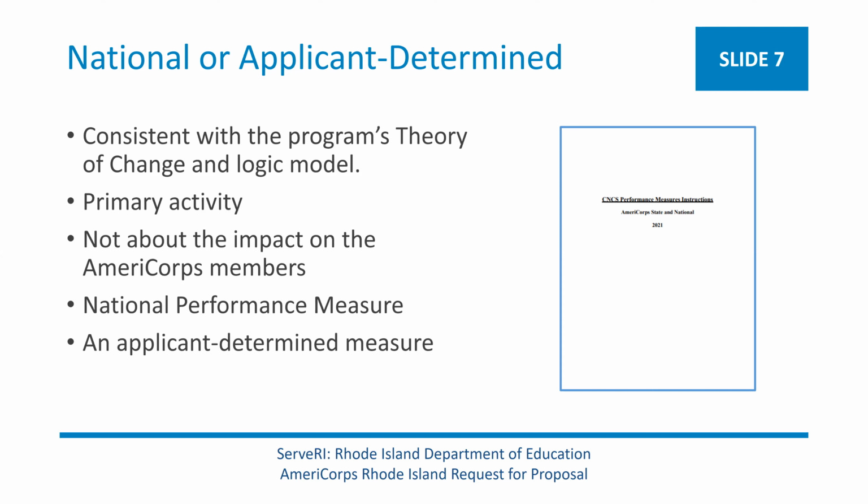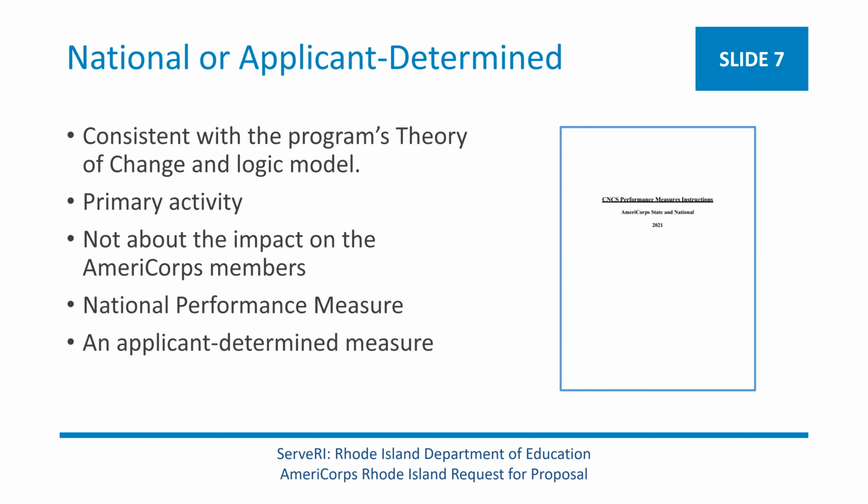And in just a minute, I'm going to demonstrate how you can do this. But I do want to be clear that your primary activity does not have to be on this menu. You can instead report your own performance measure called an applicant determined measure. We have to have good terms for these things, applicant determined measure, and we will look at how this is done as well.